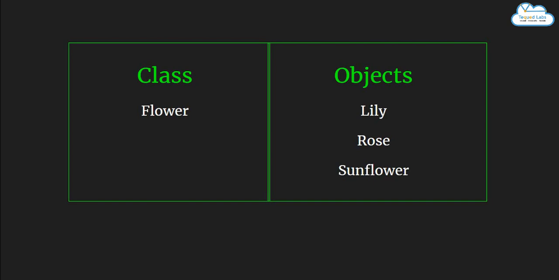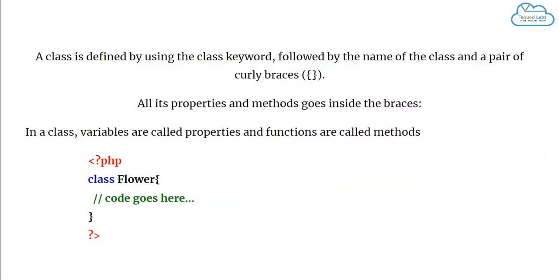Inside that class you will be having particular objects. Now a class is the template for objects, or an object is an instance of a class. So that is what this is told. A class is defined by using the class keyword followed by the name of the class and a pair of curly braces. This is the syntax of creating a class, right? So all its properties and methods go inside those braces. If you do it outside, that is not a class.